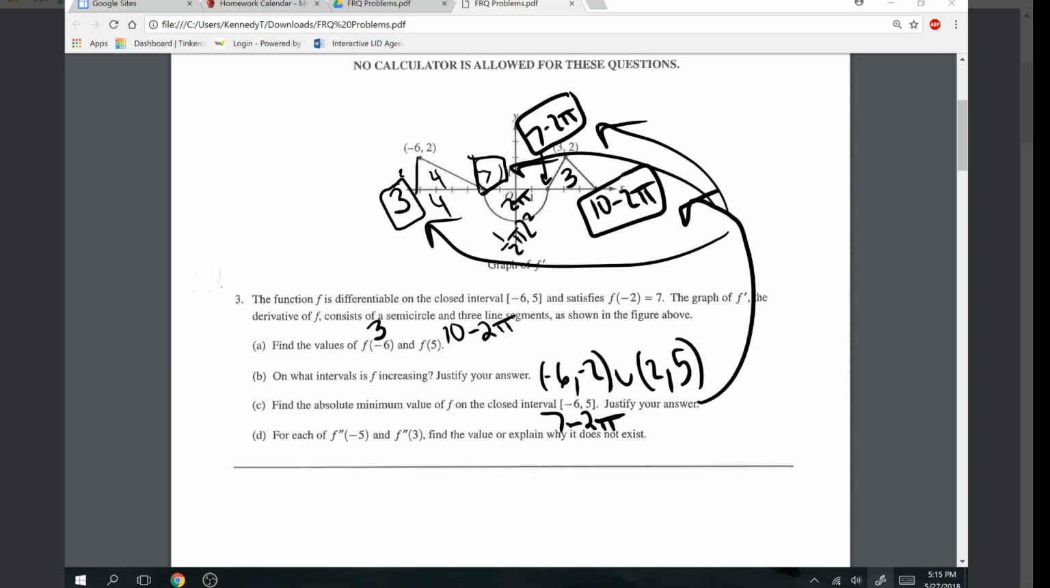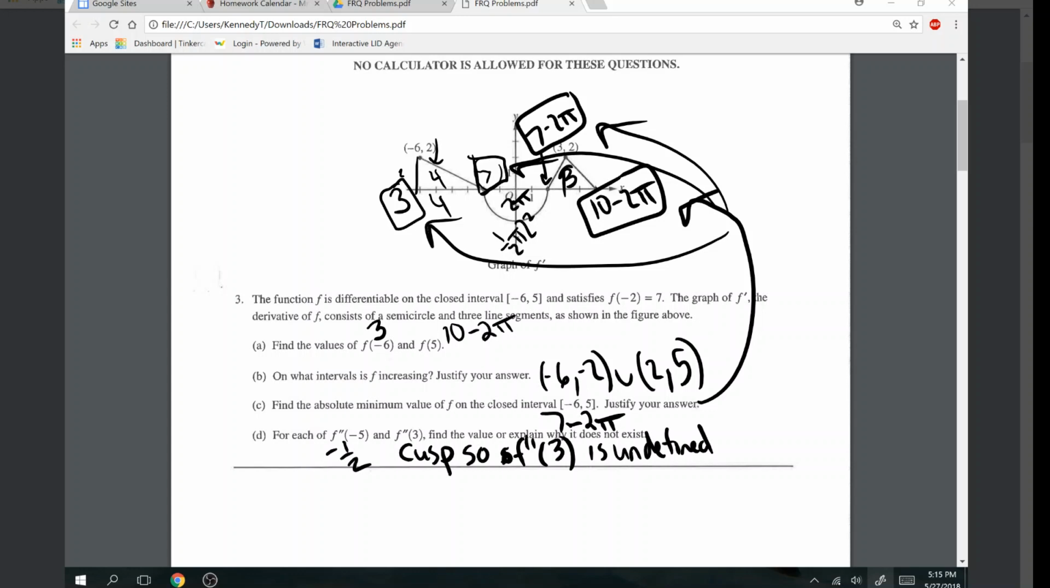All right, now it's talking about some second derivative stuff. So it says find the second derivative at -5. That's just the slope of the derivative, and that thing has a slope of -1/2. Or explain why it does not exist. Okay, that happens at 3. We see when x is 3, there is a cusp here, and so there's no second derivative. So f double prime of 3 is undefined. And that's that question.